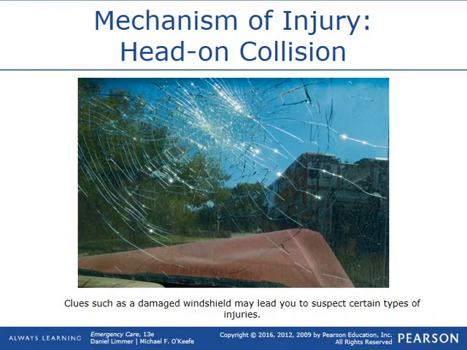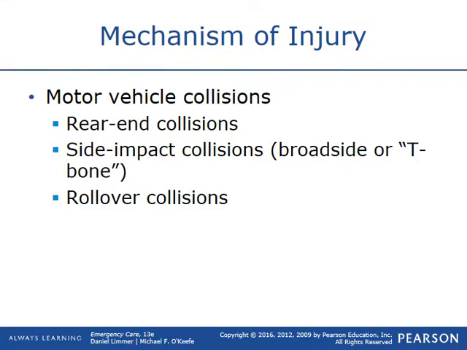Again, clues such as a damaged windshield may lead you to suspect that your patient has some sort of head, neck, or spinal trauma. Rear-end collisions are going to yield a different type of injury than head-on collisions. Your side impact collisions, or your T-bone or broadside collisions, and your rollover collisions are going to provide different types of injury patterns.